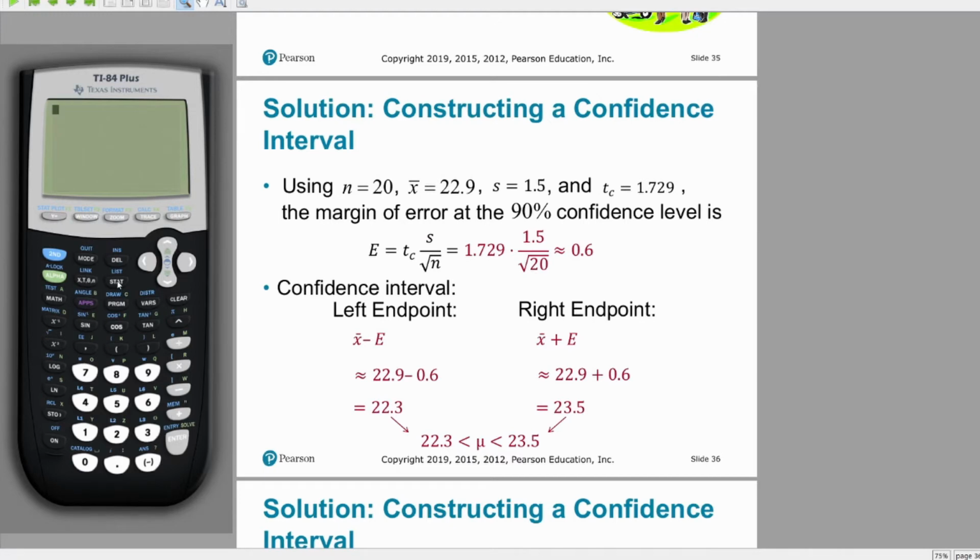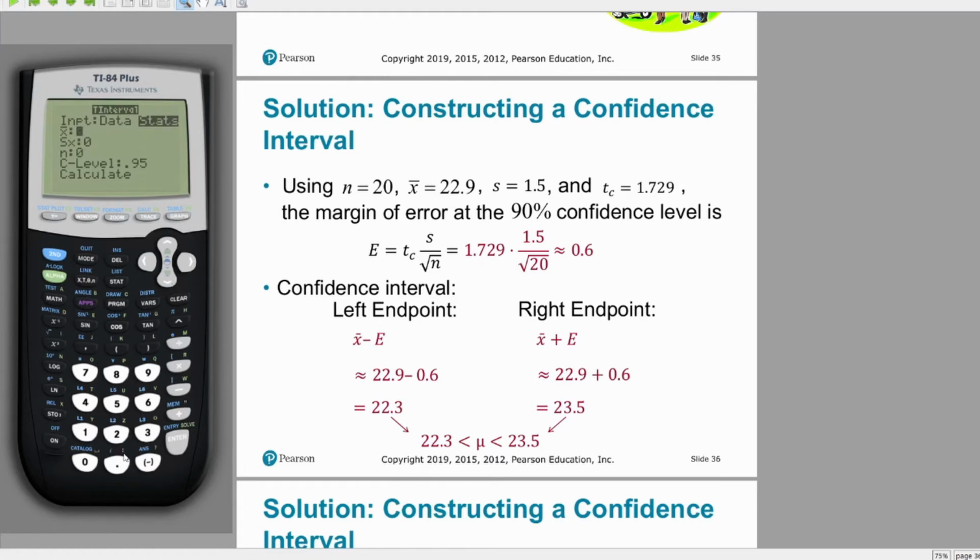So for that, you hit stat and then scroll over to tests, where from there we go down to t-interval. Looks like it says TInterval there. And we're going to make sure that we have the stats option selected. The nice thing here is with the 83 and the 84, I think the menu is basically the same.